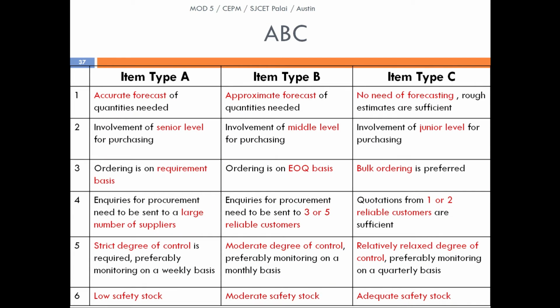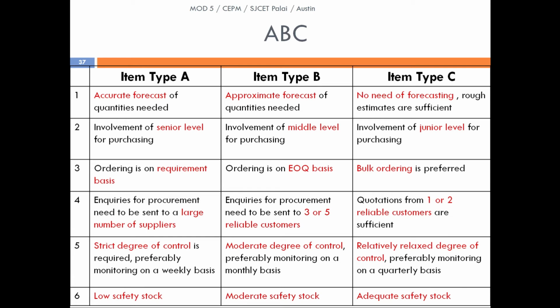So coming to the tabular form, we could see the difference between A, B and C. For A, accurate forecasting of quantities is needed. For B, it can be at an approximate stage, and for C, there is no need of forecasting since their value is just 5 to 10% only.